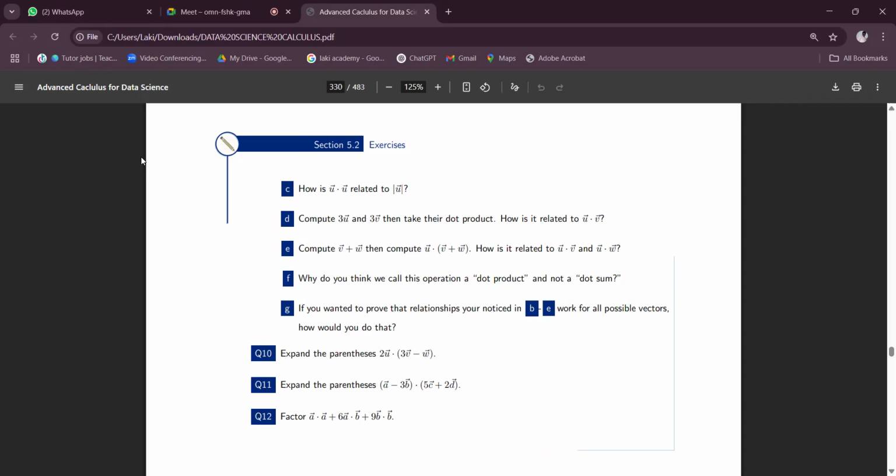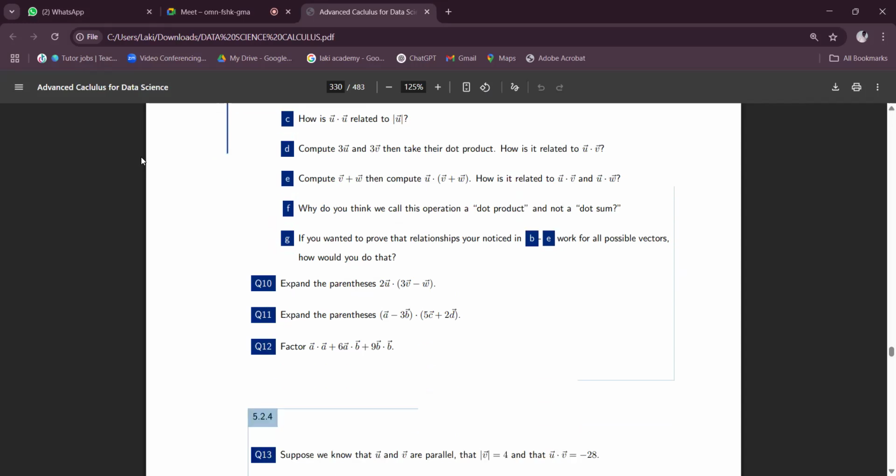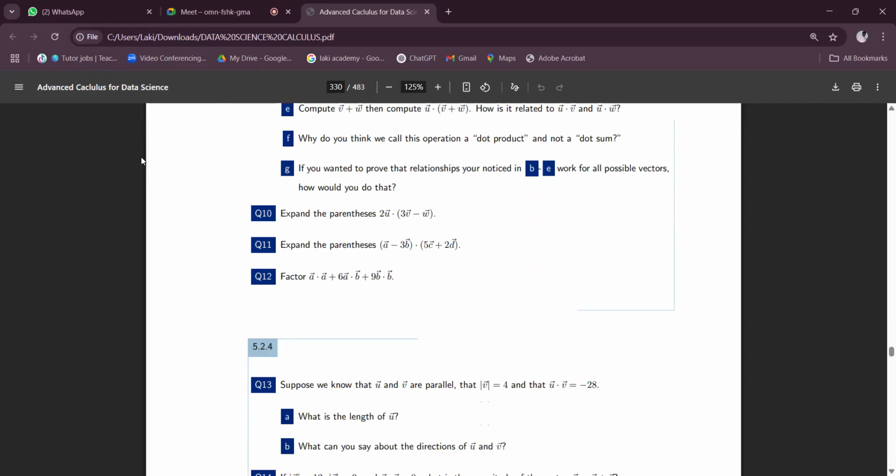Compute 3u plus 3v. So we take 3u and 3v, multiplying with 3. This is a scaling of the vector, right?